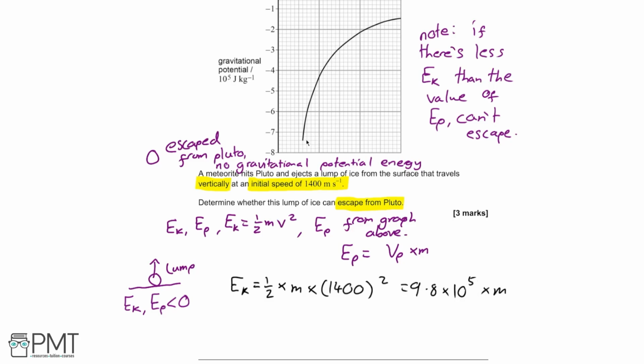As for the potential energy, we need to know how negative that is when the lump starts on the surface of Pluto. So we want to read off this value here. Reading that off, that's approximately minus 7.4 times 10 to the 5. And that's joules per kilogram, because we're dealing with the potential, which is what's in the graph, not the potential energy.